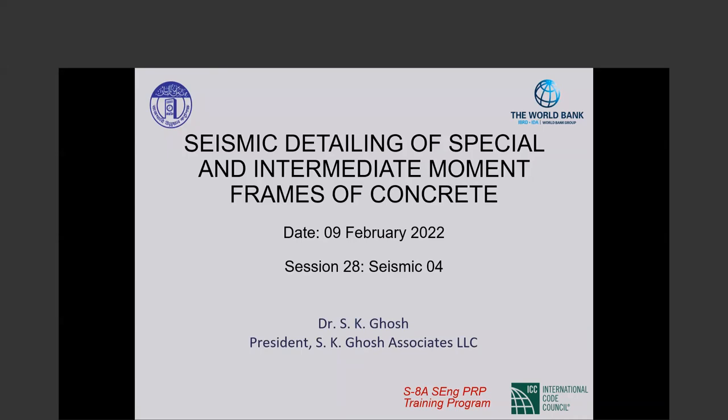Intermediate moment frames, by now you know, are required, or intermediate detailing is the minimum required if your design category is C, and special detailing is the minimum required if your design category is D. There is really no design category B in Dhaka, at least. No design category A in all of Bangladesh.